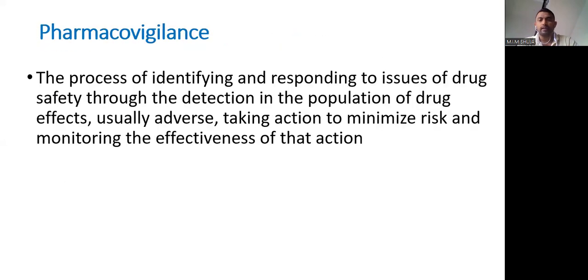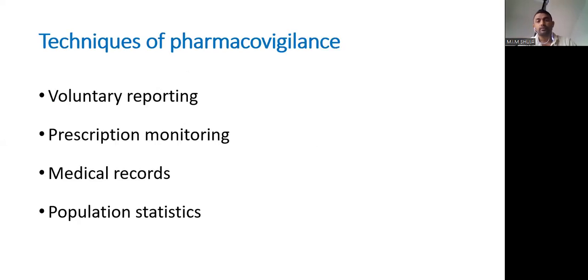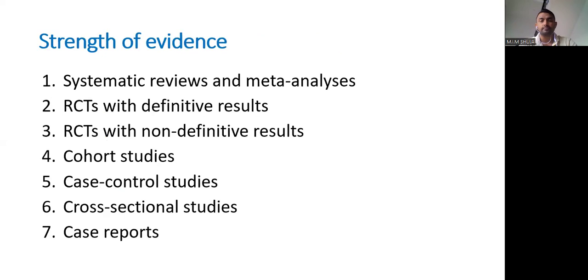Pharmacovigilance is the process of identifying and responding to issues of drug safety through the detection, in the population, of a drug effect, usually adverse. The techniques of pharmacovigilance are voluntary reporting, prescription monitoring, medical records, and population statistics.